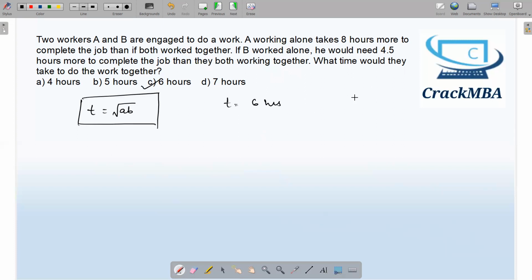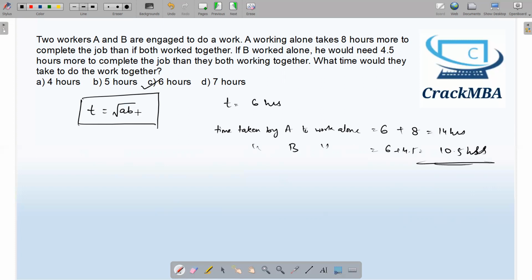Now, what if the question was, what is the time taken by A to work alone? In this question also, you have to find T is equal to root AB, then add this thing, 8 hours more, which will be 14 hours. And for B, it will be 6 plus 4.5, which is 10.5 hours. So this is a very effective way to solve this type of question.